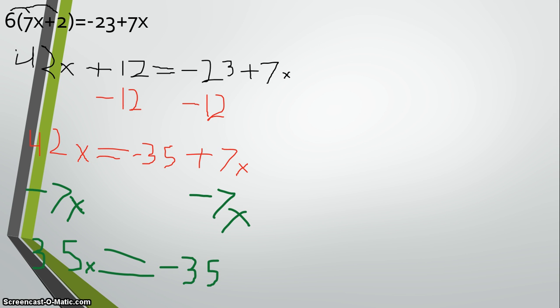Now what we need to do is get the variable to the other side. So we're going to do minus 7x to both sides, with both numbers on both sides of the equal sign with variables, and that'll leave us with 35x equals negative 35. So now we need to divide 35x by 35. Same with the other side. So it'll look like that, and it'll give us our answer: x equals negative 1.